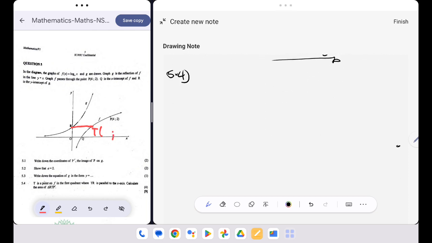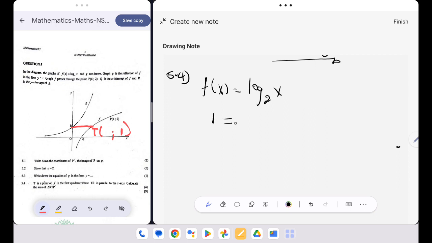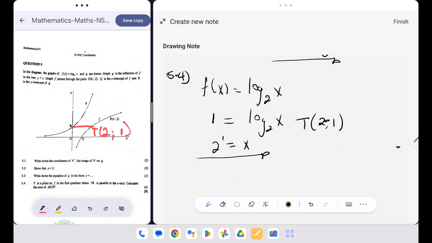The y-intercept for R is 1. We just need to find the x coordinate, né? But remember that T is on the graph of f. Are we together, guys? T is on the graph of f, and this is the equation of f. I know the value of y is 1. I just need to find x. For me to remove the logarithm here, just say 2 to the power 1 is equal to x. So I know that the coordinates of T are 2 and 1. So I'll just write here a 2. Okay.